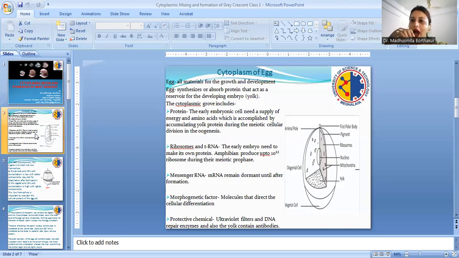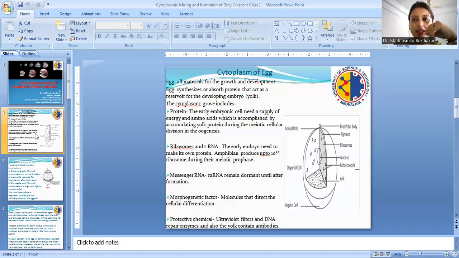Okay. So here, we consider the cytoplasm of the egg cell. The egg is ultimately a cell having an outer layer with a nucleus. Apart from that, it also has a semi-liquid fluid substance in it. And in this egg, all the materials required for growth and development are present within this cytoplasm.